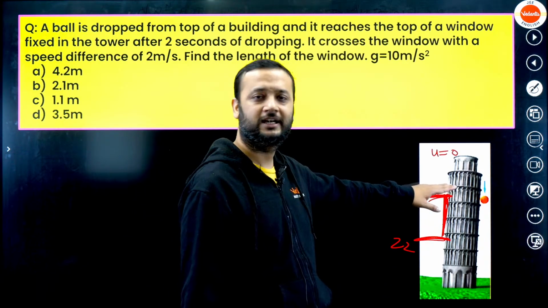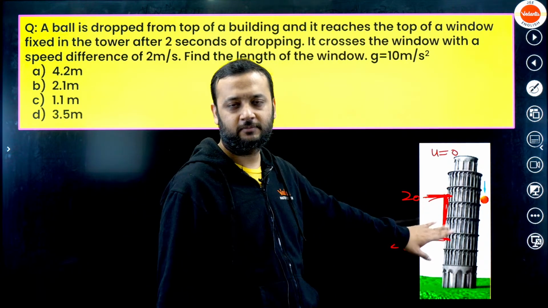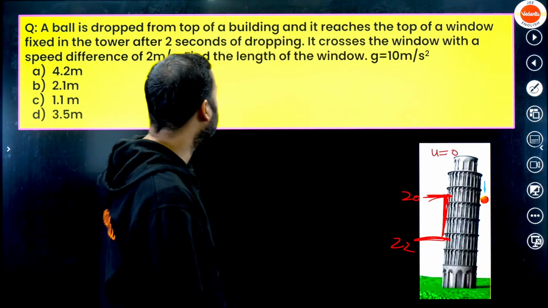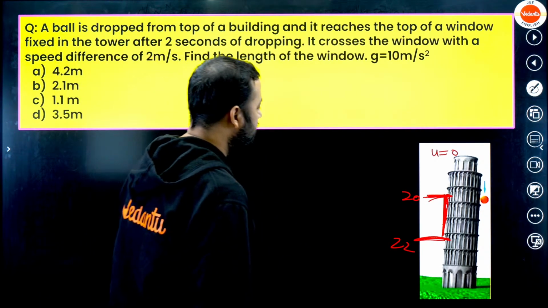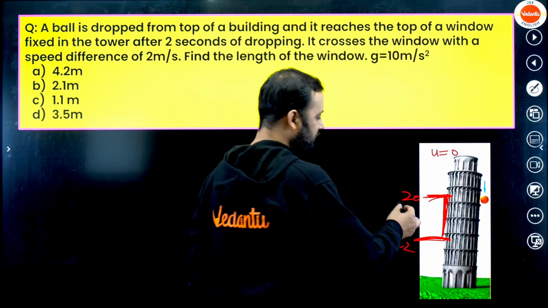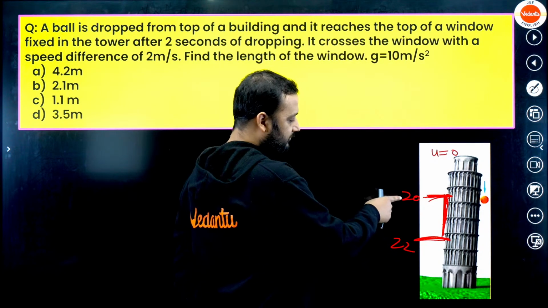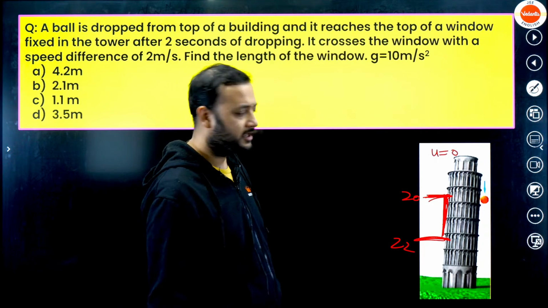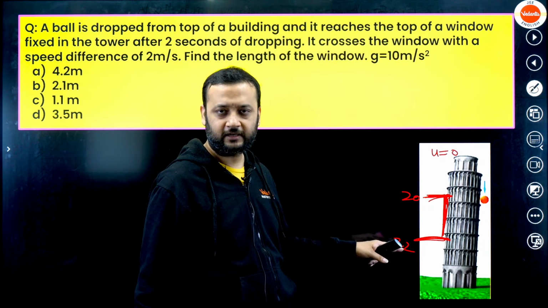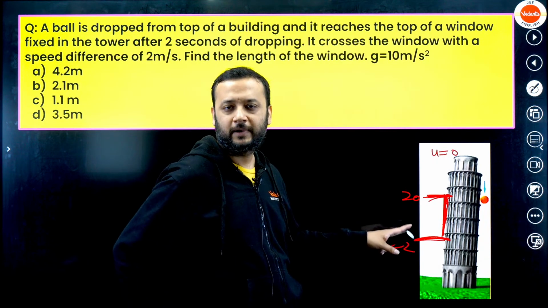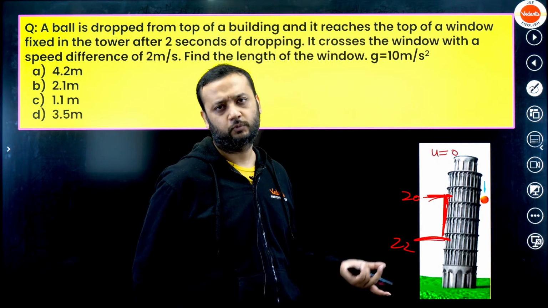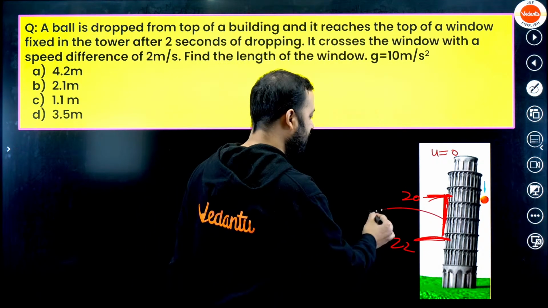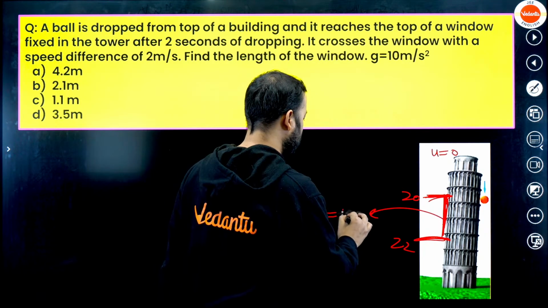So if the velocity at the top end is 20, the velocity at the bottom end will be 22, right? Find the length of the window. Very, very easy. Now just tell me, in how much time would the velocity have become 22 from 20? 0.2 seconds. Why? Because velocity is increasing at the rate of 10. So to increase by 2, how much time is required? 0.2 seconds. So can we say that time will be 0.2 seconds?